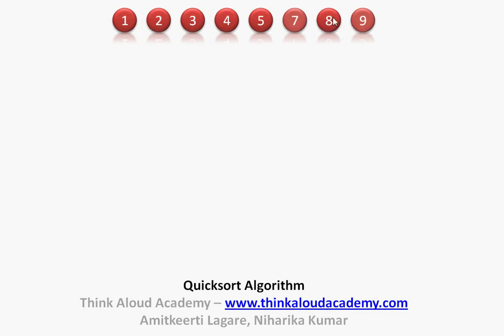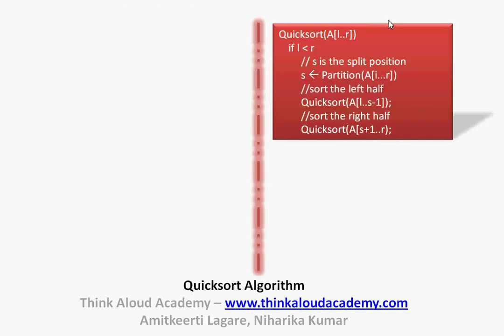So we will go back to 8's parent, which happens to be 5, and for 5 we are done with the left half of 5 and right half of 5. So basically we are done with sorting of all the elements. Now let's look at the Quicksort algorithm, and then we will also try to analyze the Quicksort algorithm using the same example that we saw.